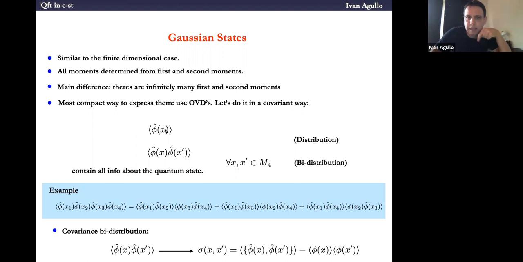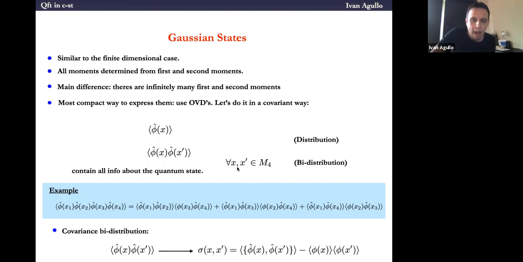So this is the first moment as a distribution. So this is not an expectation value. So you need to smear this with a function and you will have a first moment. And because there are infinitely many smearing functions, this contains the information about all first moments. These lines are displaced. This text should be a little bit up.